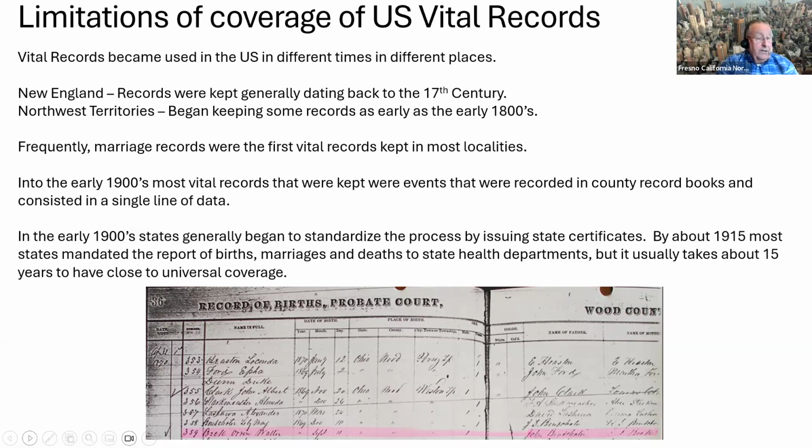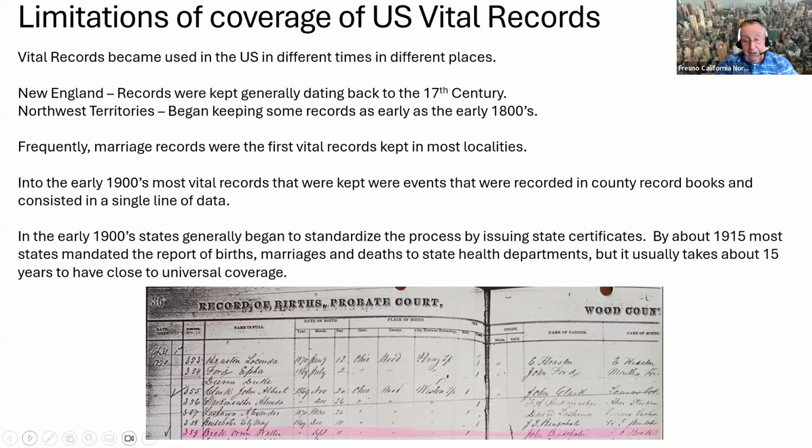Most vital records today in the United States are state records. But prior to that, counties were keeping records in what we call record books. You see an example of one at the bottom here on death records, or birth records, actually, from Ohio. In the early 1900s, as states began to standardize the process, they went to certificates.